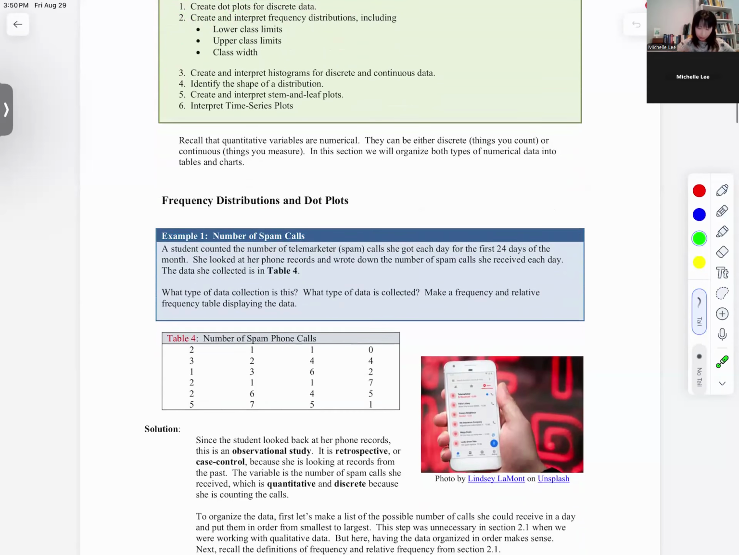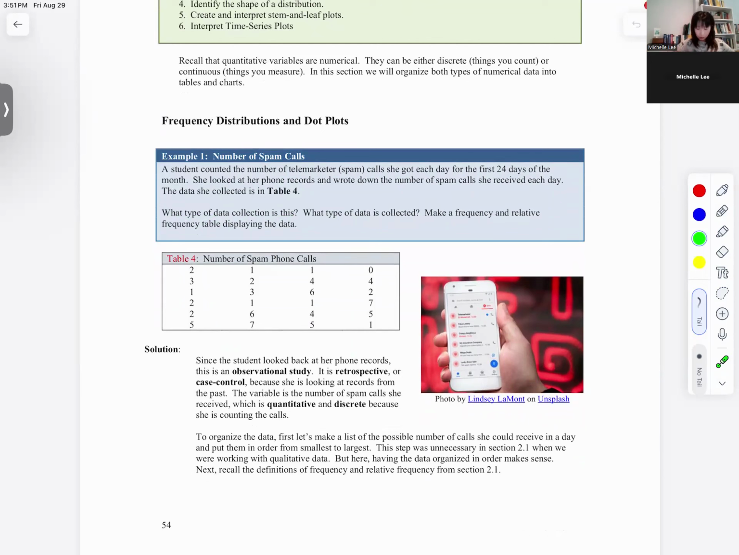So we have an example here, number of spam calls. A student counted the number of spam calls she got each day for the first 24 days of a month. She looked at her phone record and wrote down the number of spam calls she received each day. We have data, and the question asks: what type of data collection is this? What type of data is collected? Make a frequency and relative frequency table.